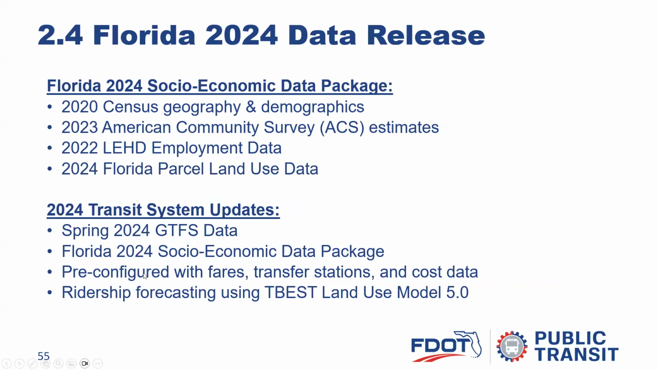Okay, so let's talk just a moment about the 2024 data release for TBEST for Florida. It includes the 2020 census geography and demographics at the block level, the 2023 American Community Survey ACS 5-year estimates, the 2022 LEHD employment data at the block level, and then the 2024 Florida parcel land use data, which is the parcel centroids. So whenever you're looking at the parcel land use data in TBEST, it is the centroid of the parcel. It's not the actual outline of the parcel.